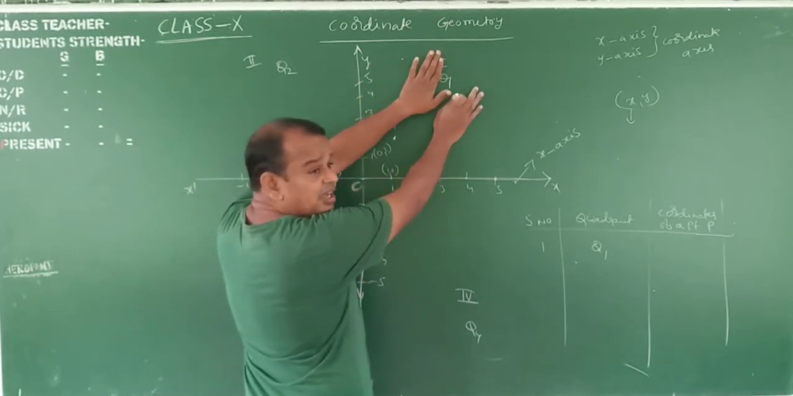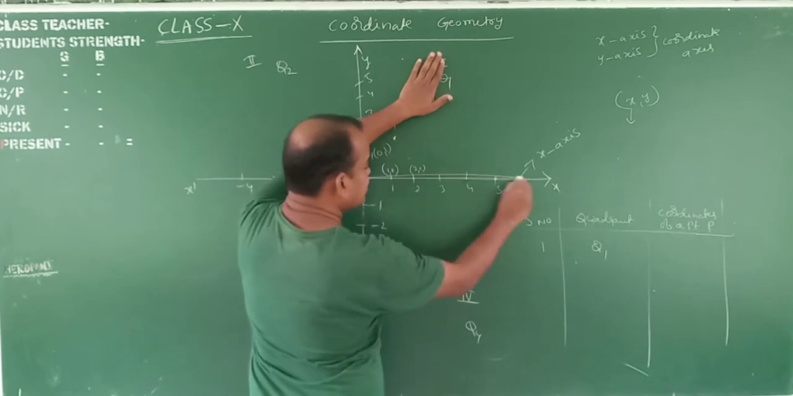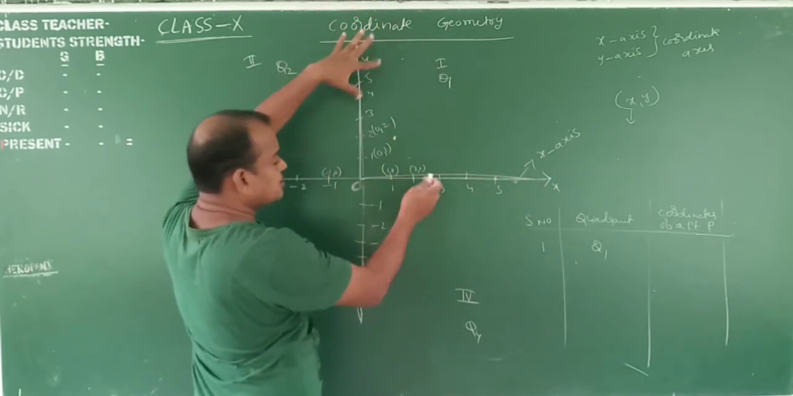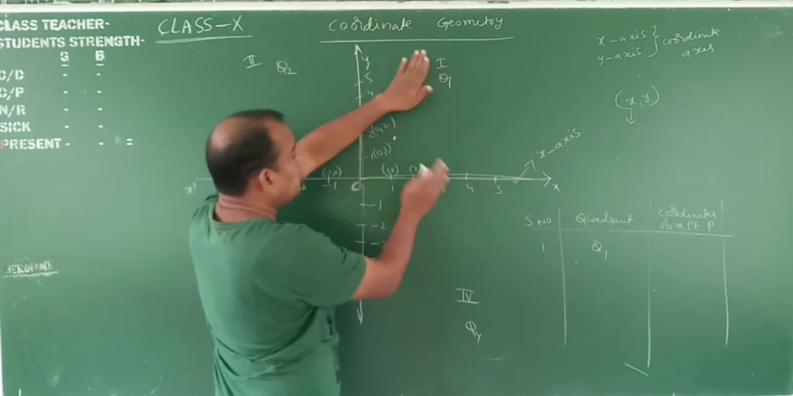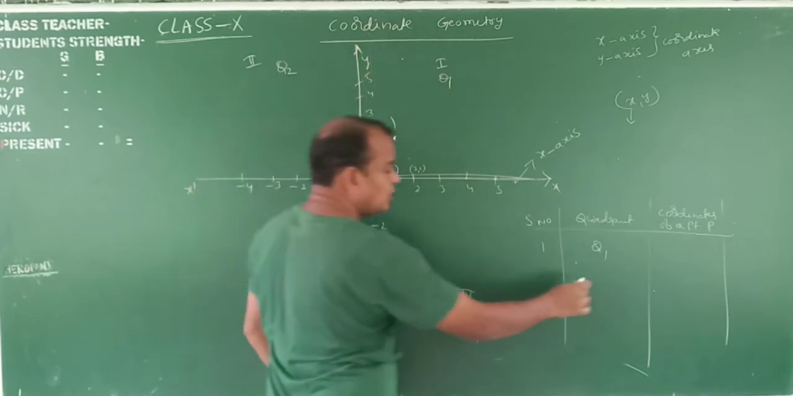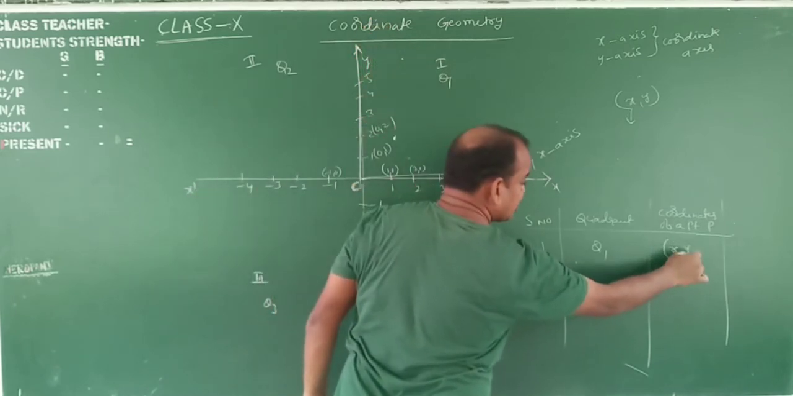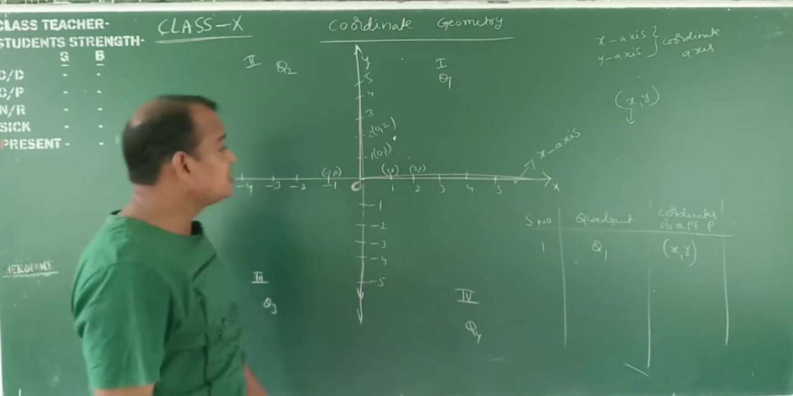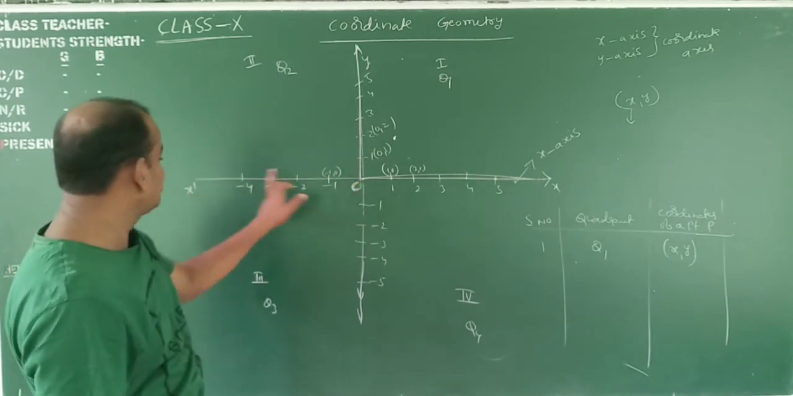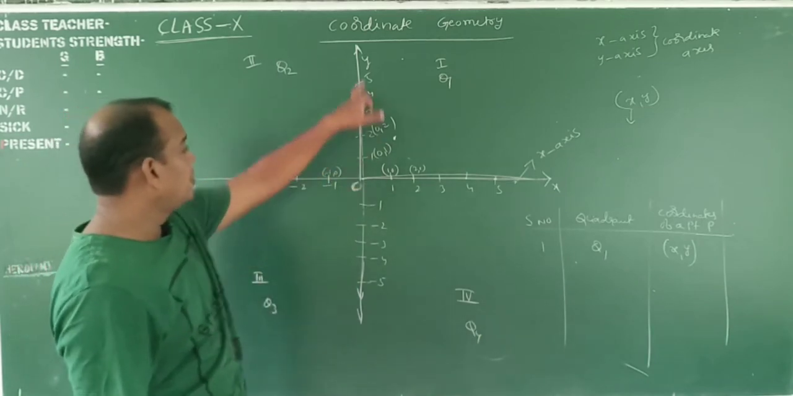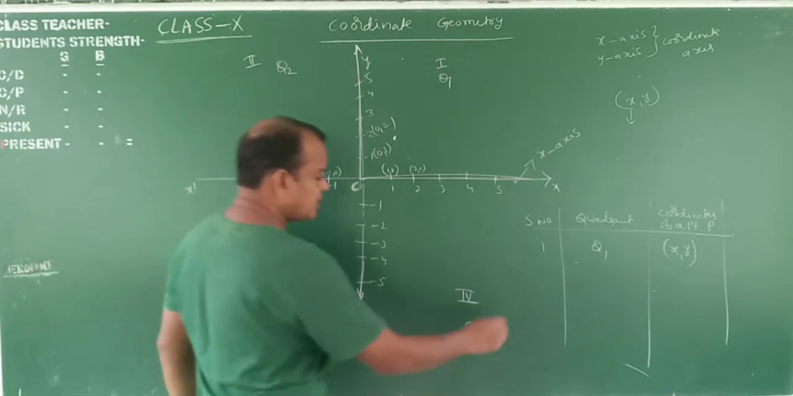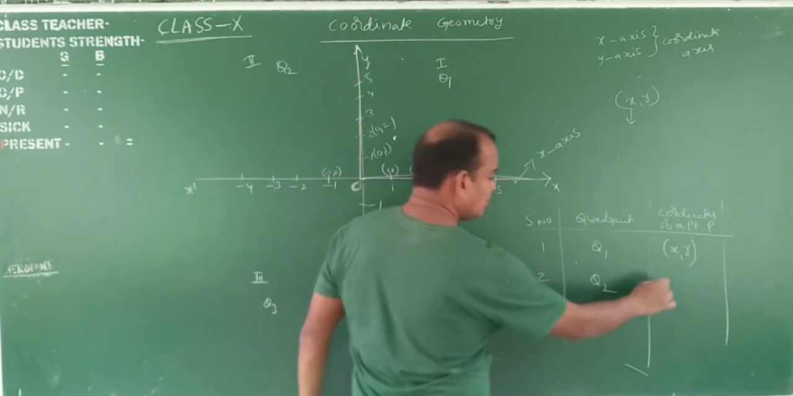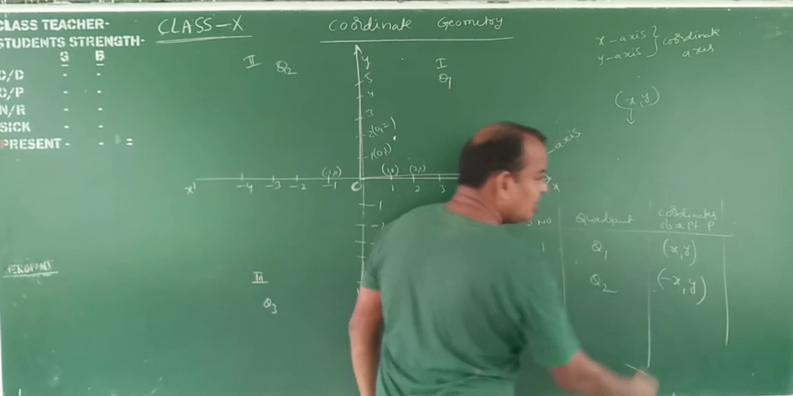The first quadrant lies between the positive x-axis and the positive y-axis, which means both positive: x positive, y positive. Here x greater than 0, y greater than 0. In the second quadrant, observe that x must be negative, y must be positive. In the second quadrant, Q2 is (minus x, y).